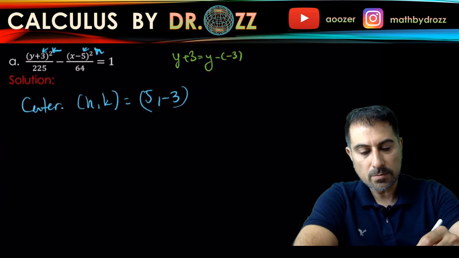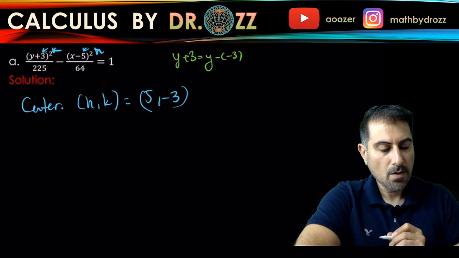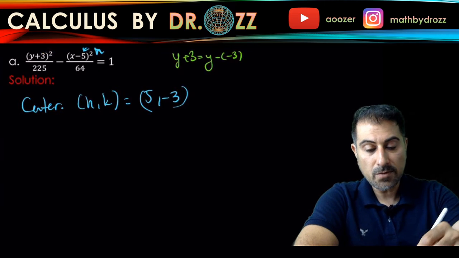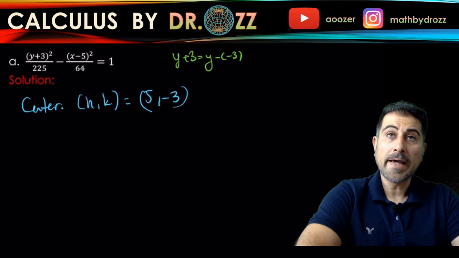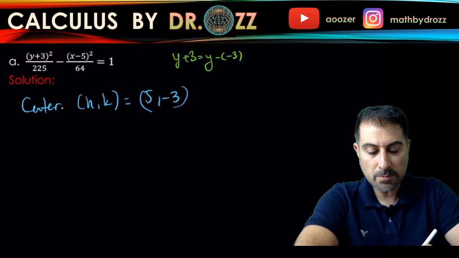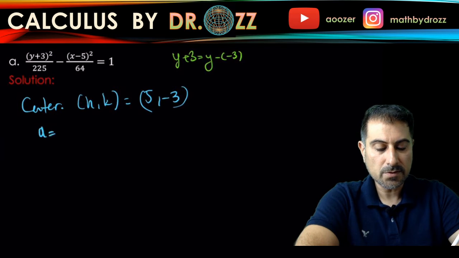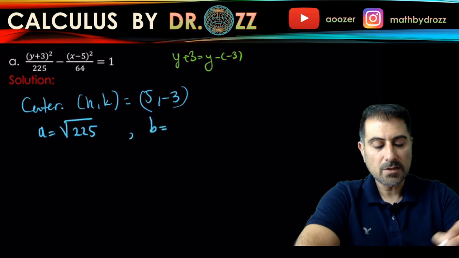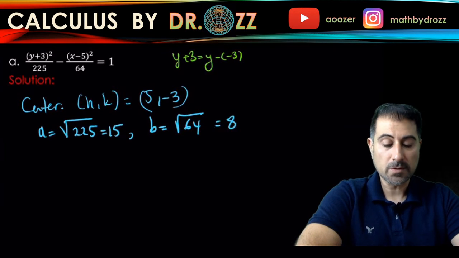Okay, so going back here, we have 5 and -3, and we also have a and b. The bigger number is a, so that's radical 225, and the smaller one is b, radical 64. So this one is 15, and this one is 8, because these are a squared and b squared, right? So the squares of those are provided to us.